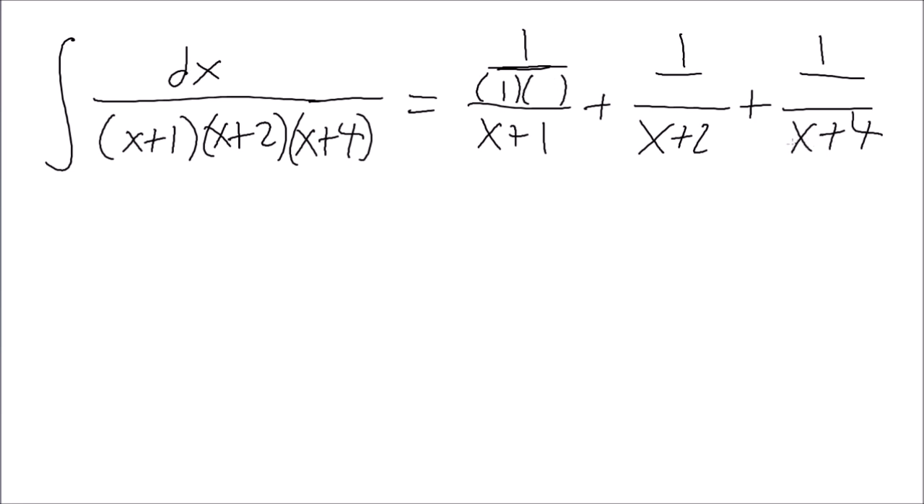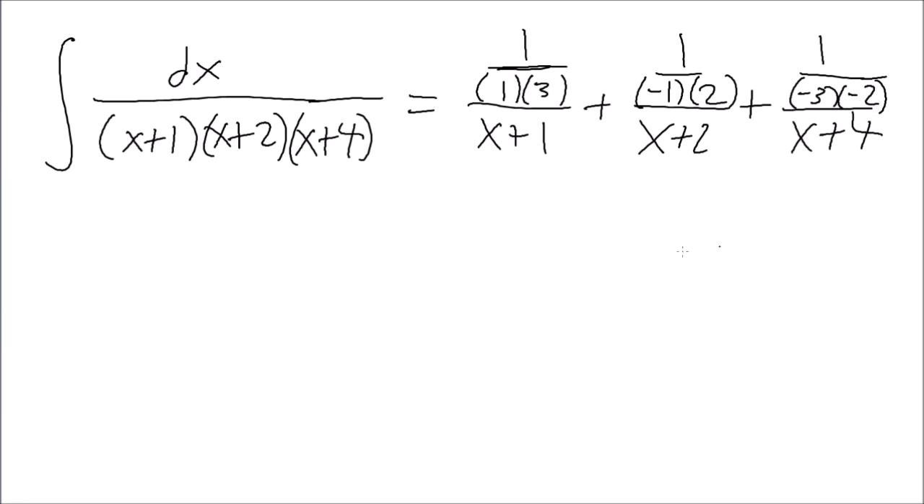Negative 1 here, negative 1 plus 4, that's 3. Okay, that's how it works. Now plug in negative 2. Negative 2 here, that's negative 1. Negative 2 here, that's 2. Now we have to plug in negative 4. Negative 4 here, that's negative 3. Negative 4 here, that's negative 2.